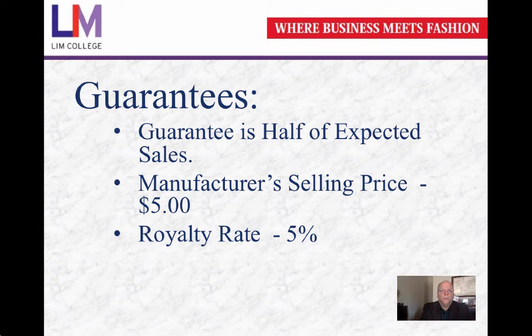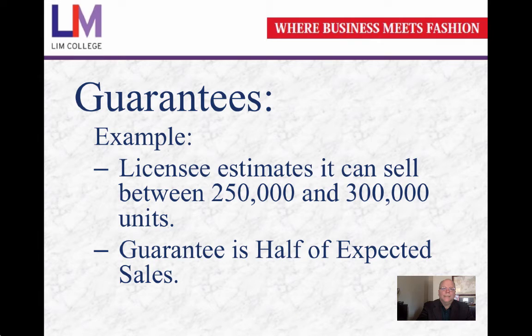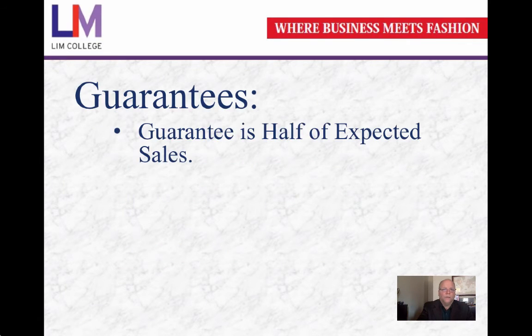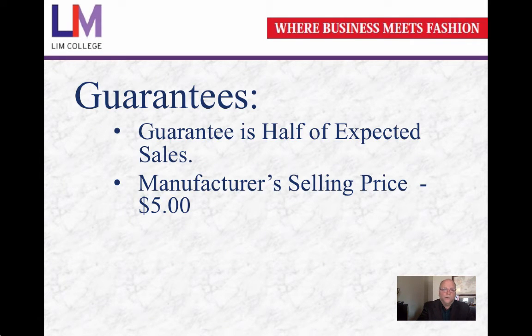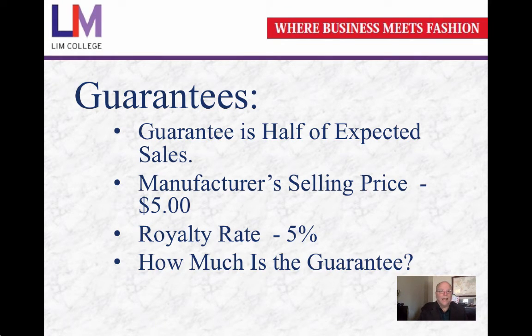Take a minute and find out what the guarantee is. All right, let's go through this real quick. I'm going to backtrack a minute. Licensee estimates it can sell about 250,000 units. Guarantee is half of the expected sales. Manufacturer selling price is $5. Royalty rate is 5. What is the guarantee? How much is the guarantee?